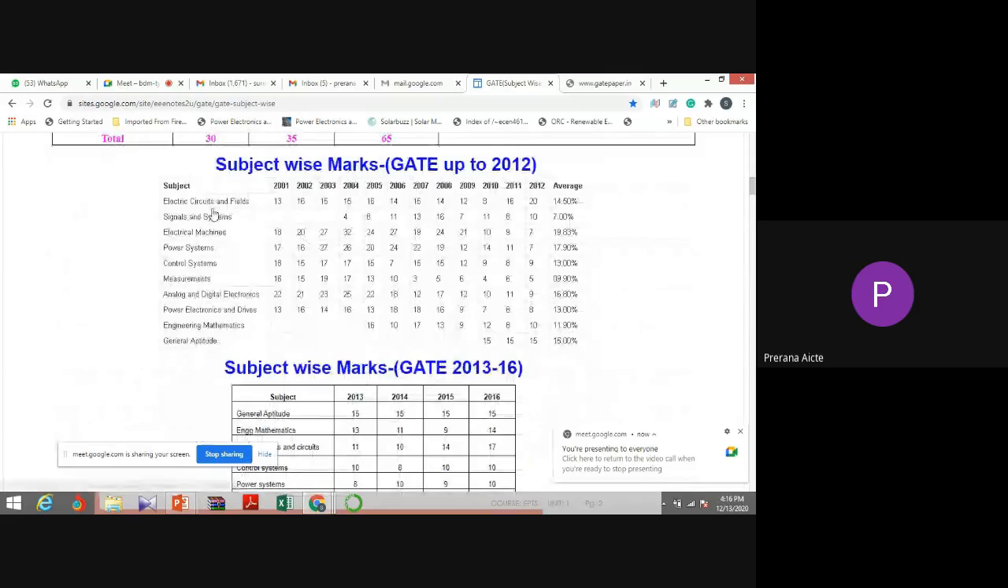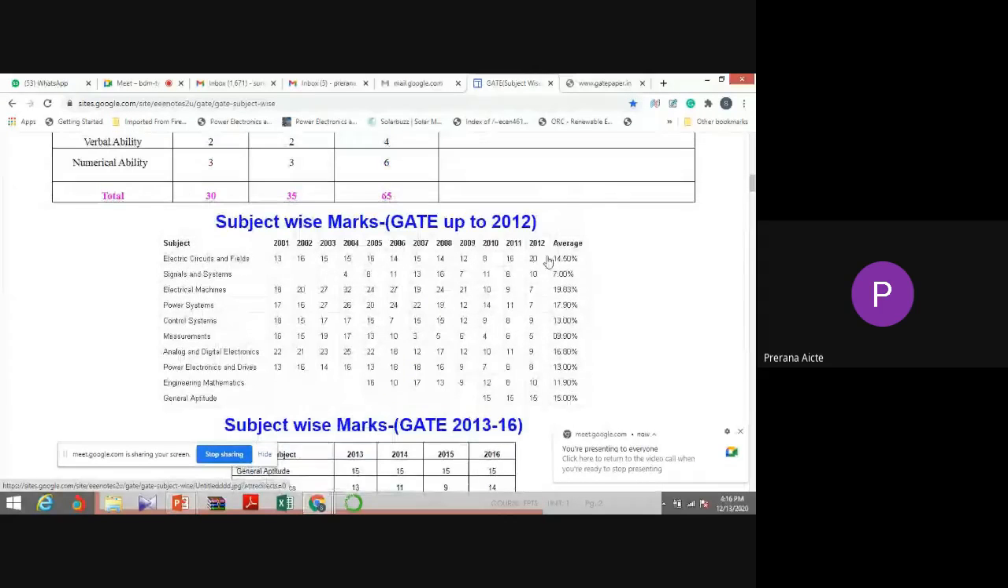See here, in electrical circuits, on average they are giving 14.5 marks out of 100, and the remaining subjects they are giving 7%, 19%, like that. So minimum we are getting 10 marks each year from network analysis. That is network analysis, also called electrical circuits. Don't worry, from the electronics point of view they call it network analysis, and from the electrical point of view we call it electrical circuits. The syllabus is the same for both electrical and electronics engineering.